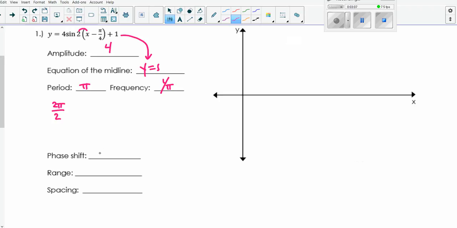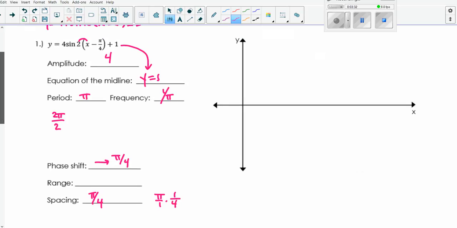Our phase shift is to the right, since negative is opposite, which would be positive. So to the right, pi over 4. Our range, I'm going to come back to when we graph. Our spacing, we want to take our period of pi, and remember, we want to always multiply by a fourth. We're breaking that up into fourths. So that just gives me a spacing of pi over 4.